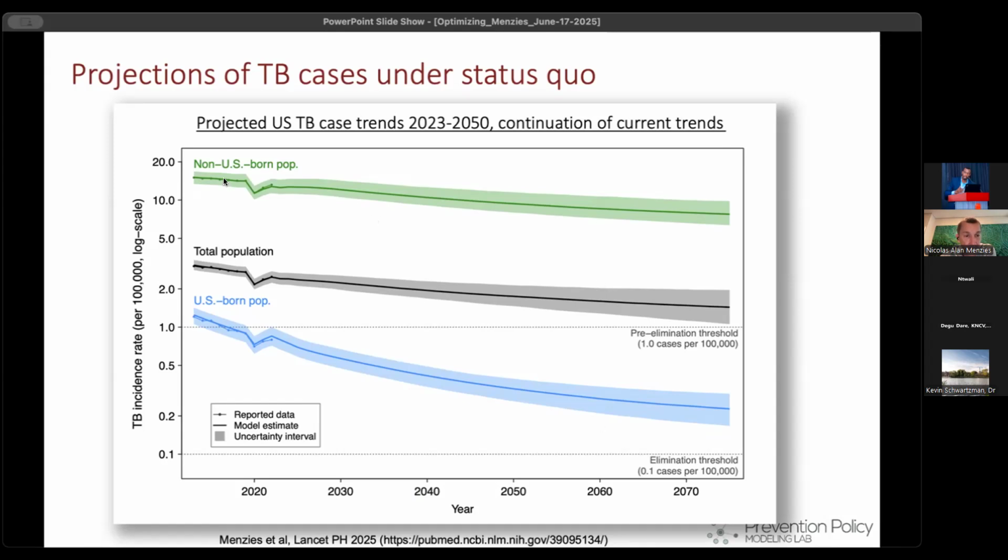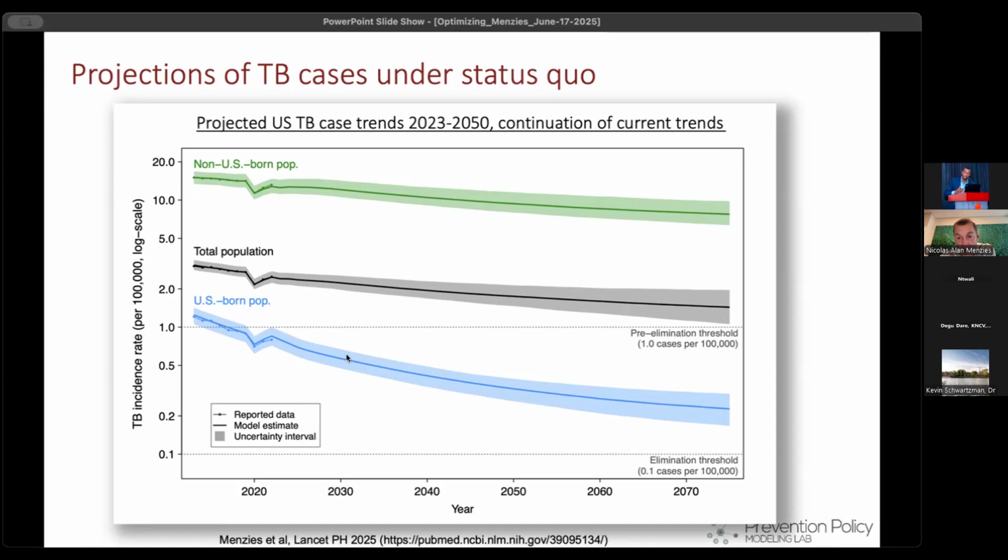So non-US born at the top, US born at the bottom, and total population average in the middle. This dip here is the COVID-19 pandemic dip. And then the dots are the empirical data. And when they end, this is us projecting out into the future. You can see we're projecting a slow decline in TB incidence rates in the future.